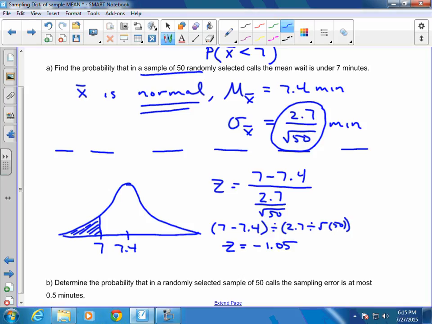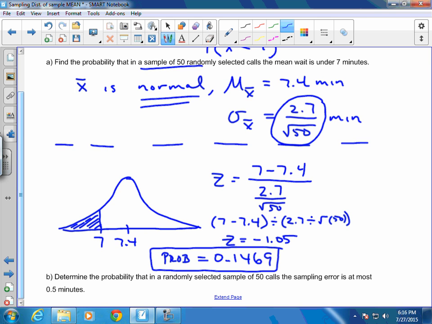So there's my z-score. Now this is convenient. Area to the left is exactly what's given in my table. So I know that my probability for this problem is going to be equal to whatever value I get from the table. Check, make sure I read this right. It's easy to be shifted 1 over, but I'm getting 0.1469. So that's the probability that the wait time for the sample of 50 calls would be under 7 minutes.